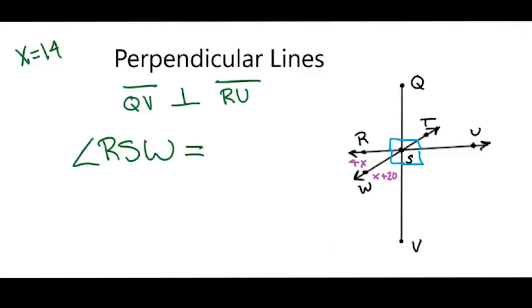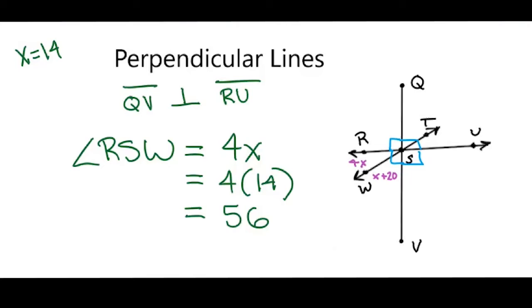Now that I know that x equals 14, I can find the measure of angle RSW. So what is the measure of angle RSW? Well, RSW, we're told, is 4x. But we also know that x is 14. So I will do 4 times 14, and 4 times 14 is 56. So the measure of RSW is 56 degrees.